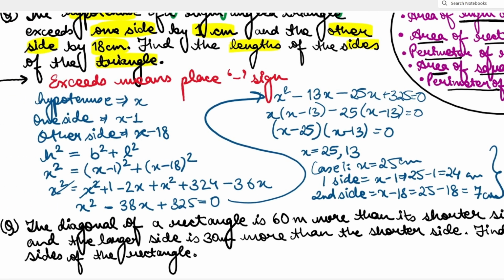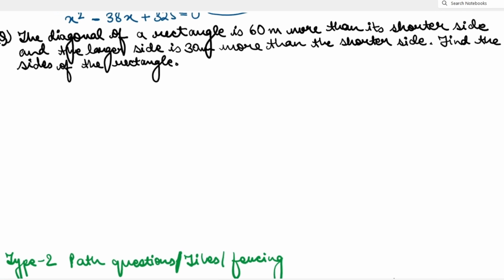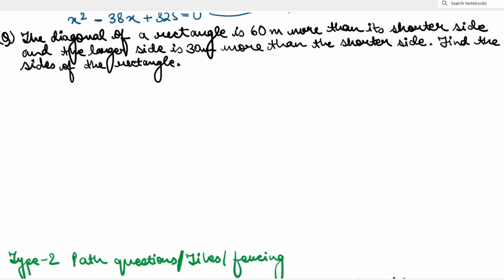Now, moving on to the next question: the diagonal of a rectangle is given to us as 60 meter more than its shorter side, and the larger side is 30 meter more than the shorter side. We'll first decode this problem. We need to calculate the sides of the rectangle. So how will you solve this?